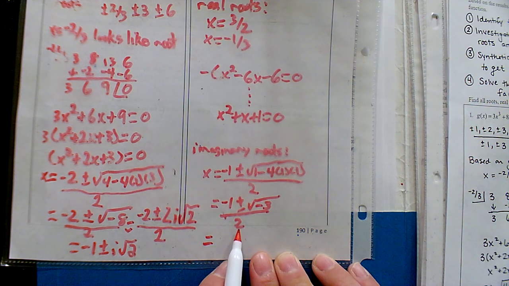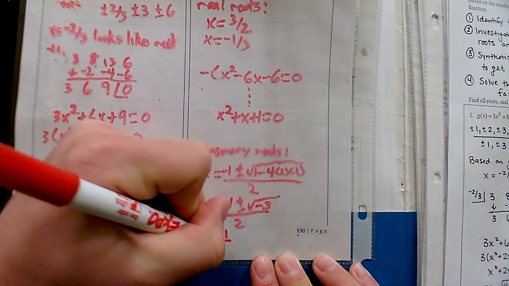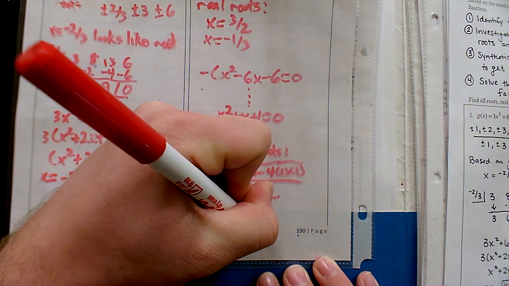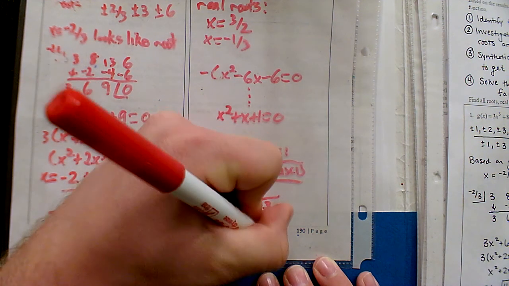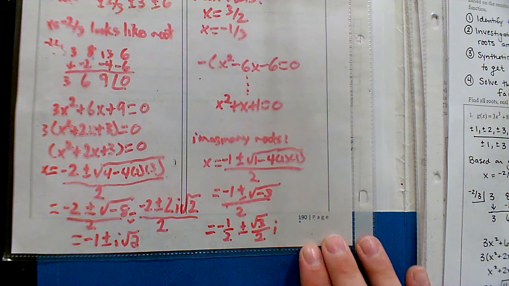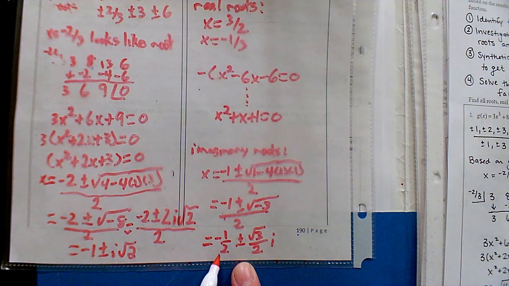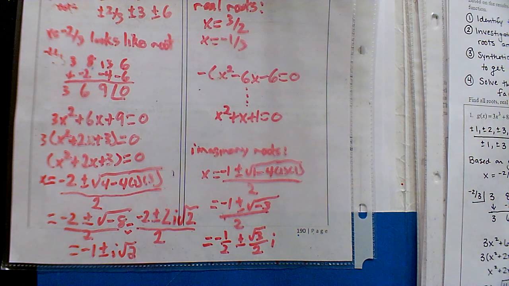With this single term denominator, we can split this up. So we actually have negative 1/2 plus or minus the square root of 3 over 2i. You're technically right with this, but splitting this up, you can express your answer as negative 1/2 plus the square root of 3 over 2i, and your other answer is negative 1/2 minus the square root of 3 over 2i. They both are technically correct. This is just a little more simplified.